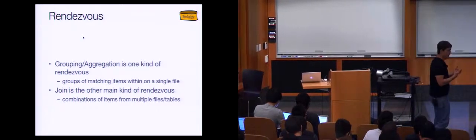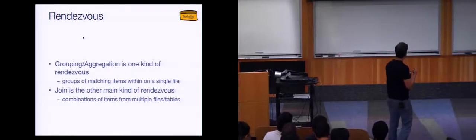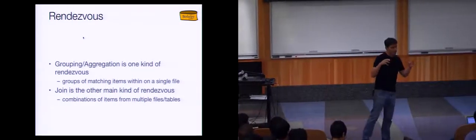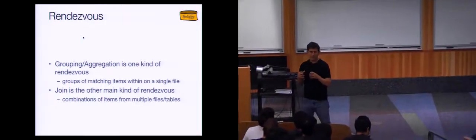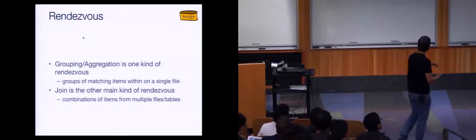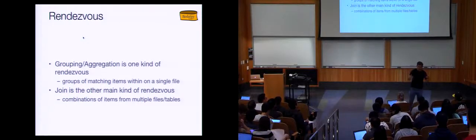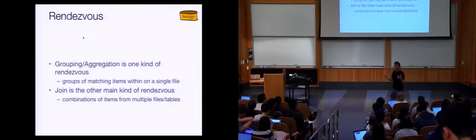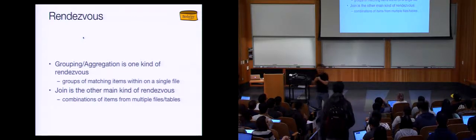And so grouping and aggregation, like we talked about last time, averages and things like this, that's a form of rendezvous. You want to make sure all the computer science students are together so you can compute their average GPA at the same time. Okay? So that's a form of rendezvous sort of from a single table. Join is the other main kind of rendezvous we'll talk about, which is when you have items that are in two different collections, two different tables.